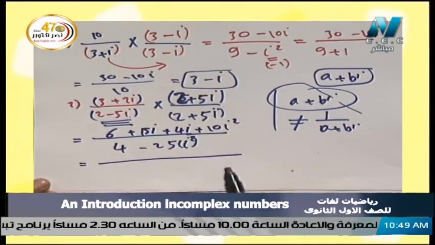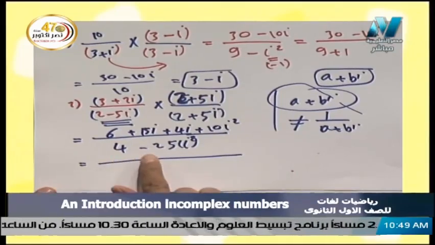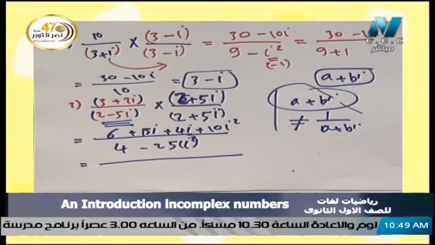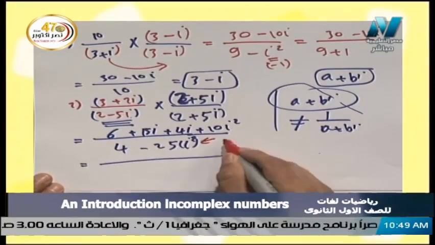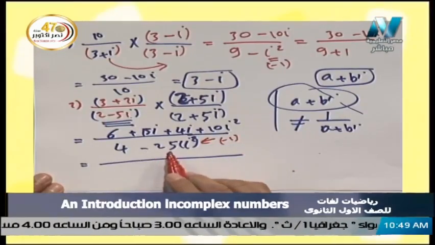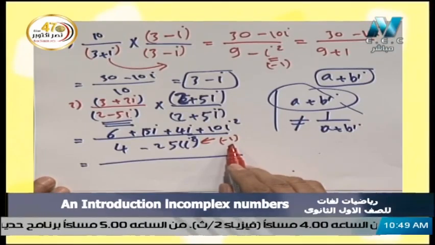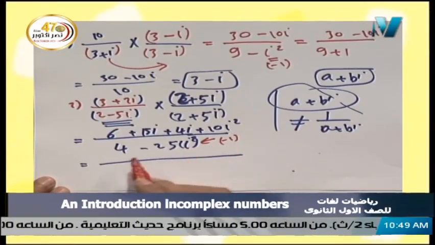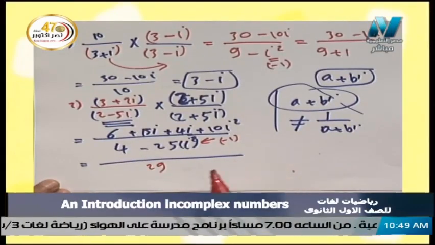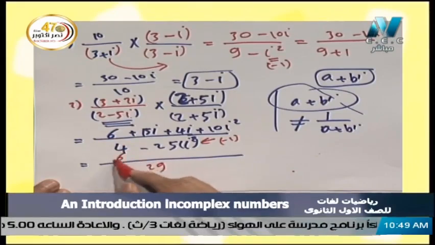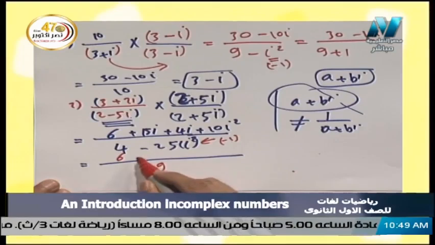We will simplify it now. We have 4 minus 25i power 2. We know that i power 2 here means negative 1. So negative 25 multiplied by negative 1 equals positive 25. Positive 25, if we add it to 4, it will be 29. And also here, 6 as it is, we have 15i plus 4i, it will be 19i.